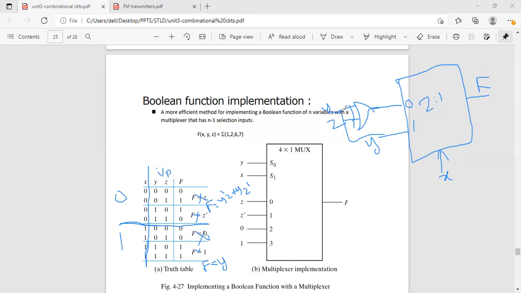Okay, so we can implement the given function using a higher order multiplexing and lower order multiplexers also. And in next class we will discuss some more problems. Okay, so this is all about multiplexer.